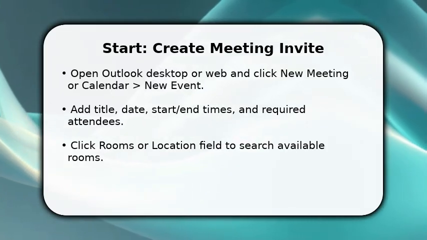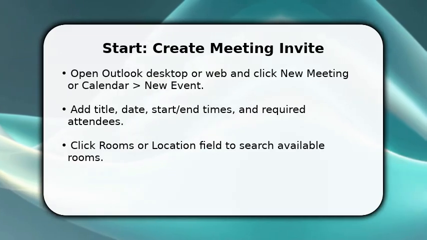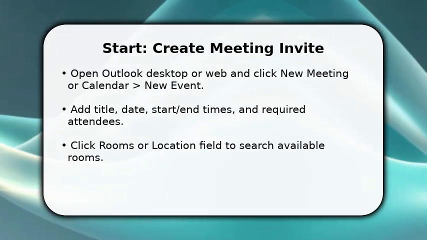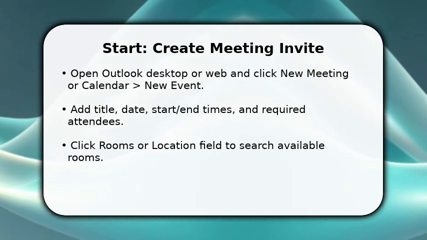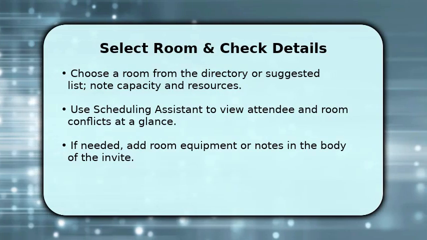Make sure the calendar view is set to the meeting date so suggested slots reflect the right day, and keep the event duration accurate to avoid double booking. Now, pick a room from the list. You'll see capacity, location, and resource notes that matter for your meeting.